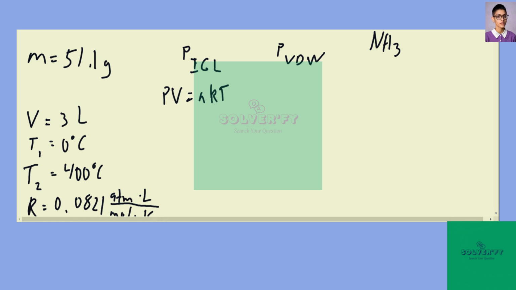We get (P plus n squared a over V squared)(V minus nb) equals nRT. Van der Waals suggests the pressure term include a term for interparticle interactions. And V minus nb, this term has to do with adjusting the volume to account for the volume of the particles, because an ideal gas, we assume, doesn't really have mass nor volume.